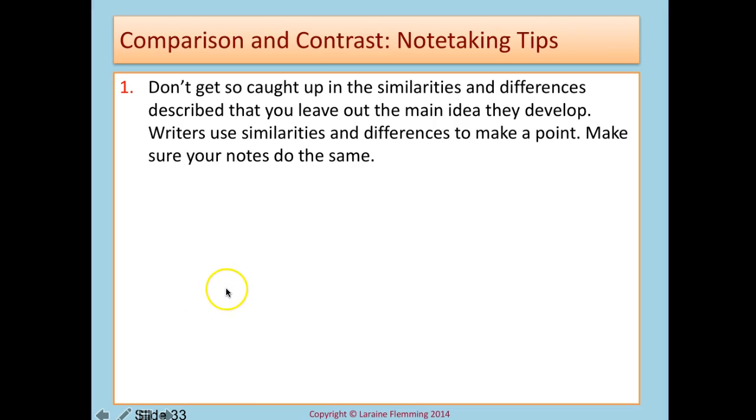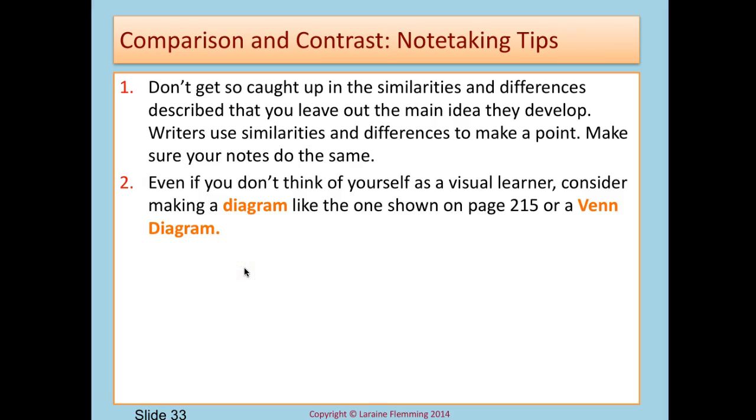A few note-taking tips for you. Don't get so caught up in the similarities and the differences that you leave out the main idea that's developed there. Writers are using similarities and differences to make a point, so make sure that you get that point captured in your notes as well.